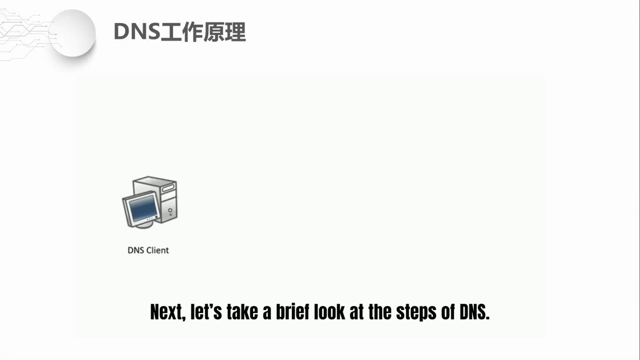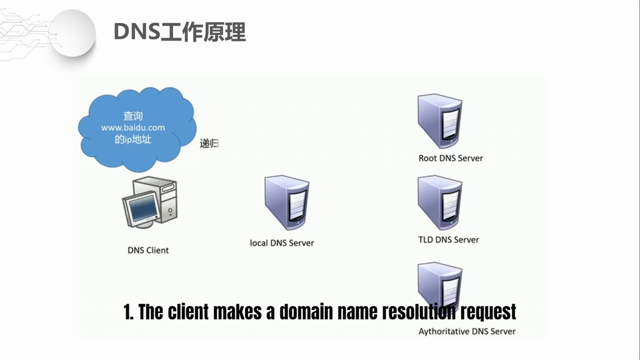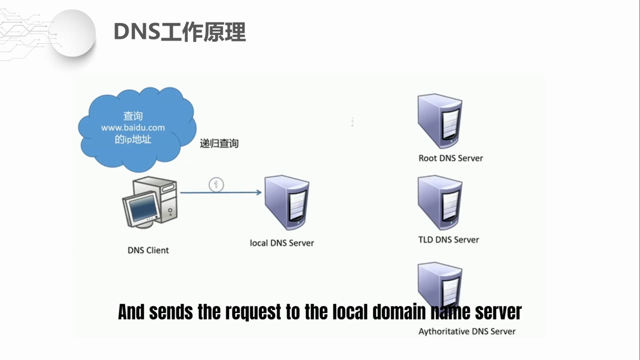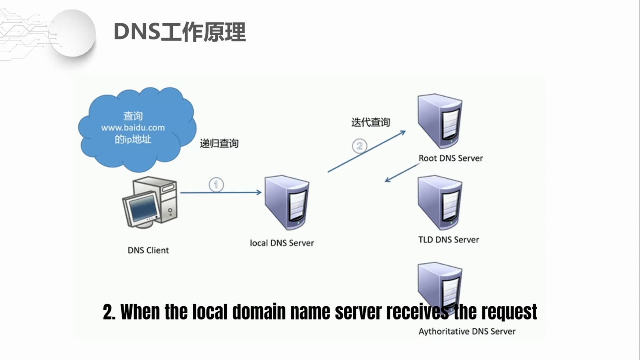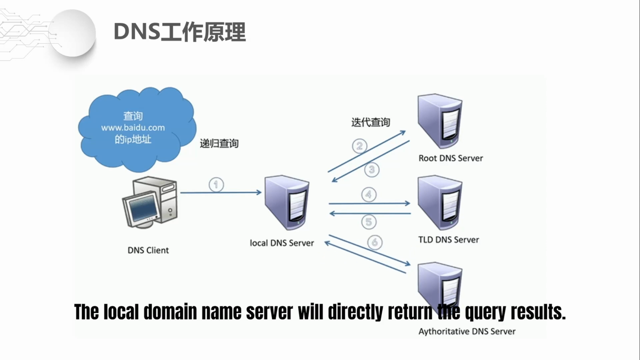Next, let's take a brief look at the steps of DNS. 1. The client makes a domain name resolution request and sends the request to the local domain name server. 2. When the local domain name server receives the request, it first queries the local cache to see if there is such a record. If so, the local domain name server will directly return the query results.